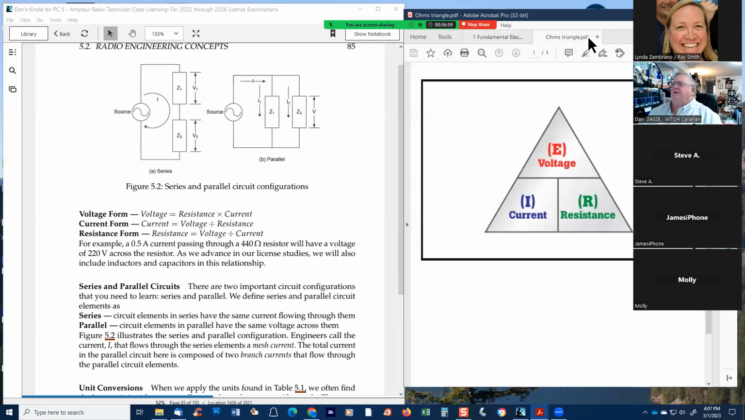Where's the right one? Oh, I got to move my picture away.